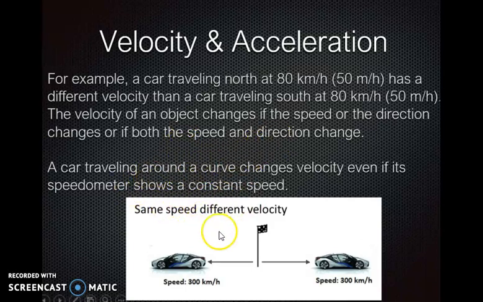So if I have a car traveling north, there's the key word. It's a specific direction, north, at 50 miles per hour, it has a different velocity than a car that's traveling, here's the next keyword, south, at 50 miles per hour. The velocity of that object changes if the speed or the direction changes, or if both the speed and direction change. So a car traveling around a curve will change velocity even if its speedometer shows a constant speed.